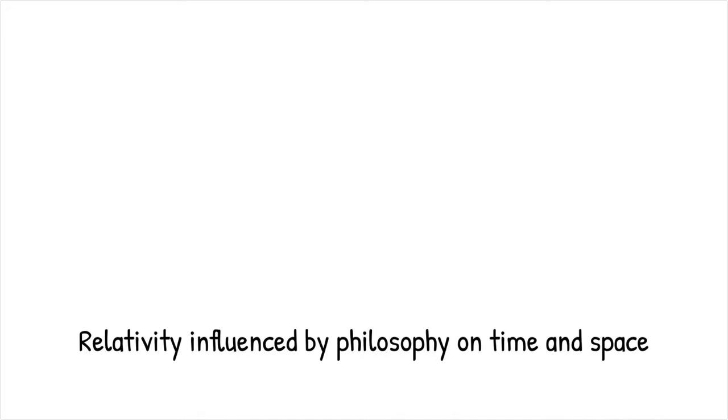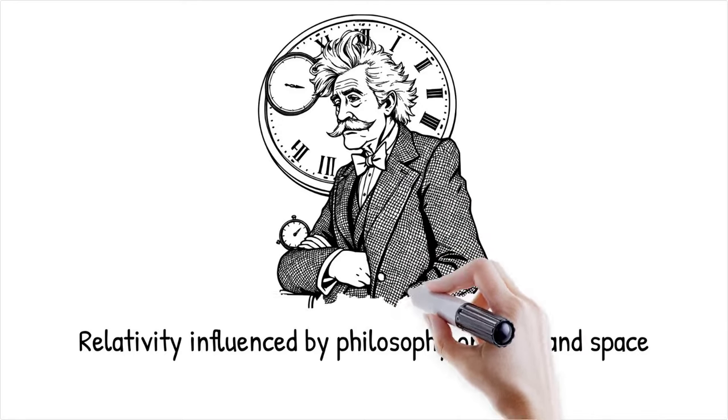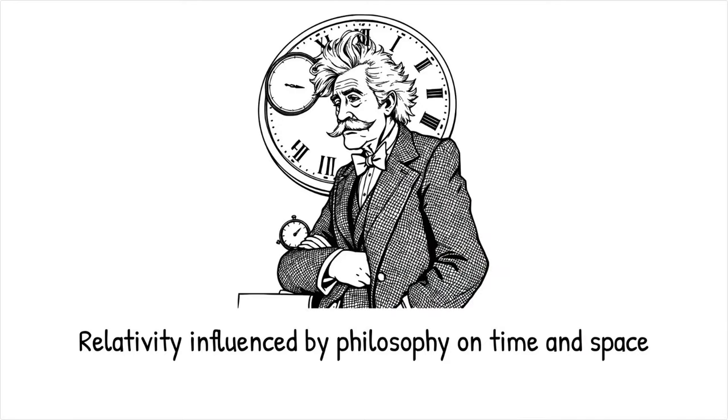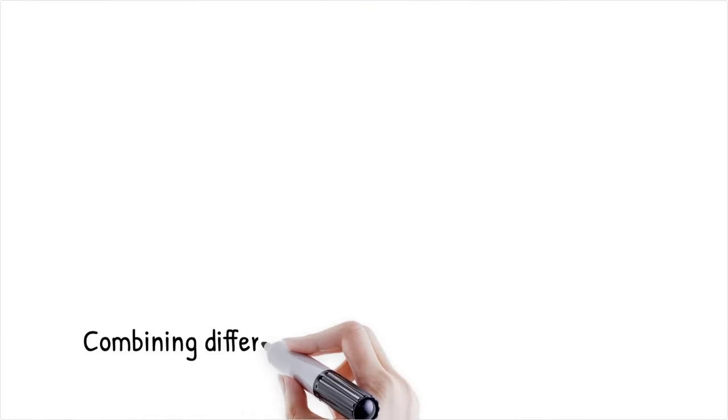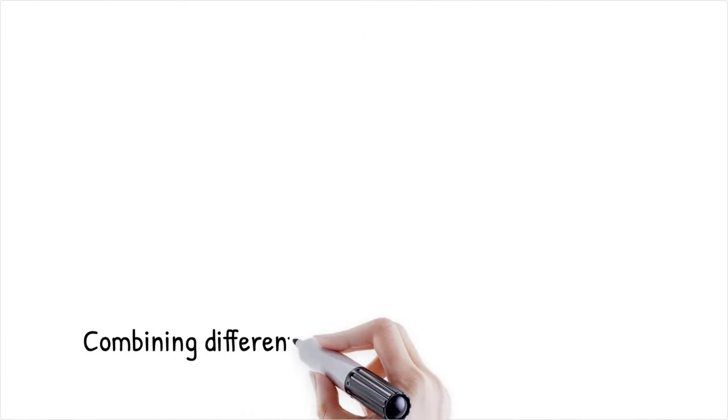For example, Einstein's work on relativity was influenced by his philosophical reflections on time and space, which helped him conceptualize a new framework for understanding gravity. It's like combining ingredients from different cuisines to create a fusion dish. Each element contributes to a richer, more nuanced final product.